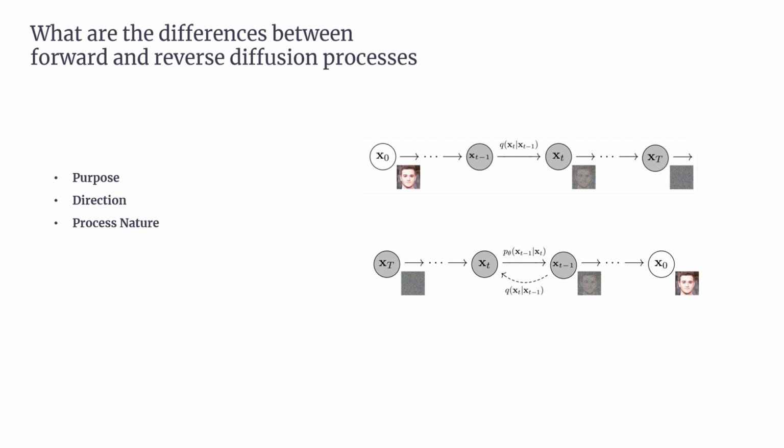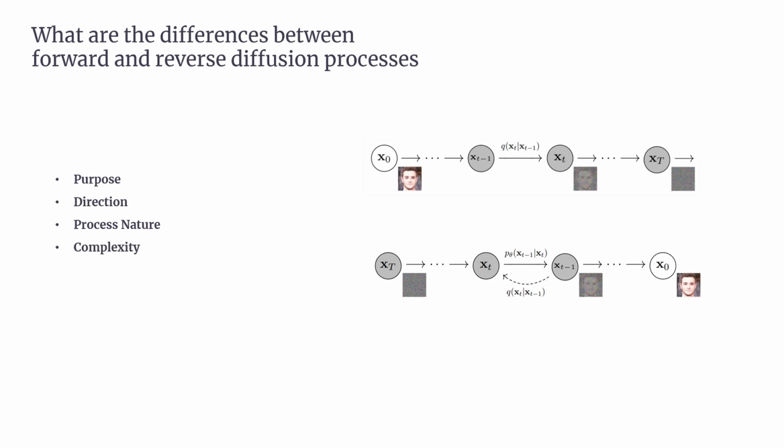3. Process nature. For forward diffusion, this is a deterministic process. If you know the noise schedule, how much noise you add at each step, you can compute the process exactly without any randomness. It's mathematically straightforward and doesn't require a neural network. For reverse diffusion, the reverse process is stochastic, meaning it involves some randomness at each step. To carry out reverse diffusion, you need a neural network, usually a U-Net variant, to approximate the denoising steps and predict the noise that was originally added.